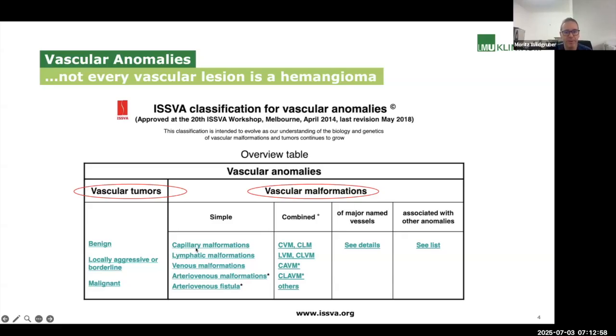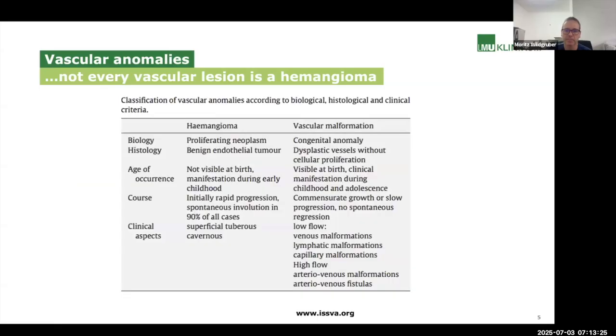Those are further divided up on the kind of vasculature they affect. When they affect only the capillaries, they are called capillary malformations. If they primarily affect the lymphatics, they are lymphatic malformations, venous, arteriovenous, and then there are, of course, a lot of mixtures: veno-lymphatic, capillary, arterial, and so on. Every combination essentially exists.